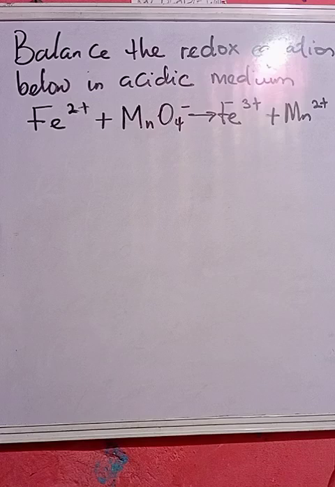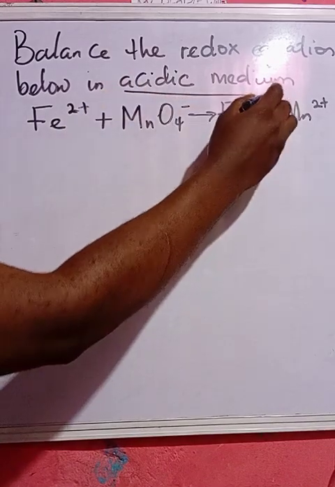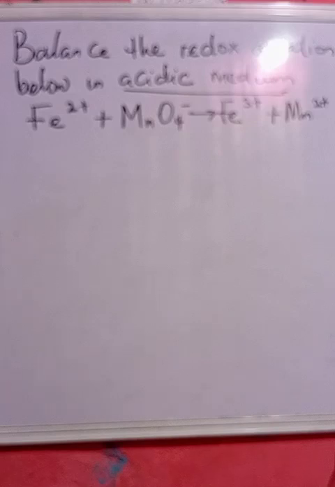Now, the question says balance the redox equation below in acidic medium. Okay, we have to balance in acidic medium. Take note that to balance this equation in acidic medium, we are just trying to balance the number of hydrogen ions to the hydroxide or oxygen ions, although in this case it's usually oxygen, so that the hydrogen reacts with oxygen to give us water.